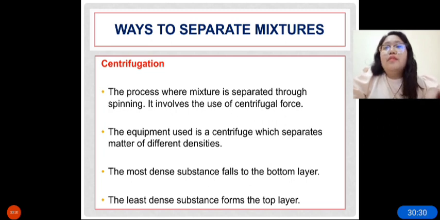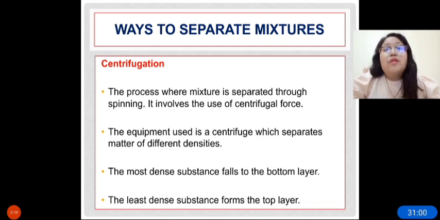And then we have centrifugation. Centrifugation is a fundamental process in the field of science, particularly in laboratories where the separation of substances within a mixture is crucial. It involves spinning a mixture at high speed, utilizing centrifugal force to separate its components based on their densities. The equipment central to this process is called the centrifuge.